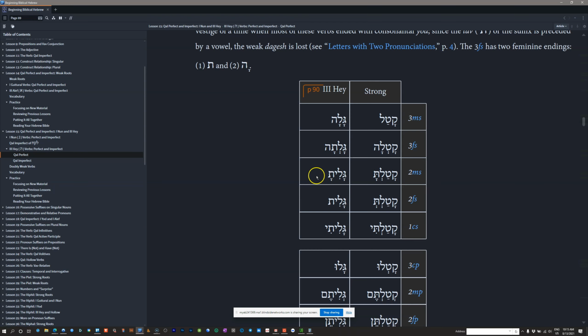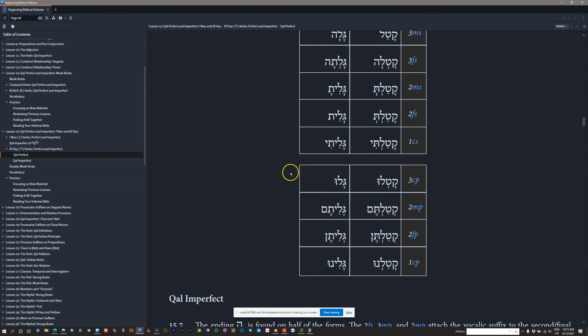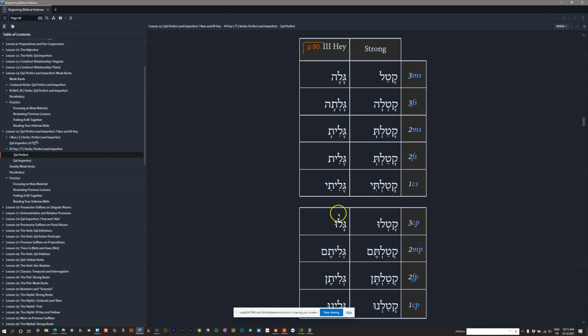The other thing that can happen is when you have a vocalic suffix. So when you have a vocalic suffix, like the shureq here, what happens is the tsere drops out altogether. It doesn't transform into a hireq yod, it just drops out altogether. So that's the second thing that can happen. The third thing that can happen, which is really an expansion of the second thing, is, let me pull up a Word document.